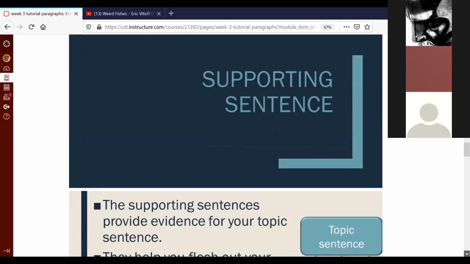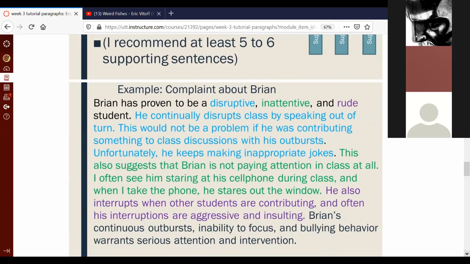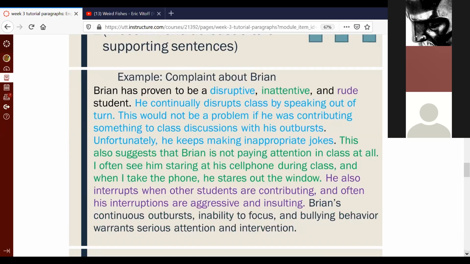So when we look at the supporting sentences, and I color-coded it here. In the topic sentence, we have 3 things we need to discuss. He's disruptive, he's inattentive, and he's rude.